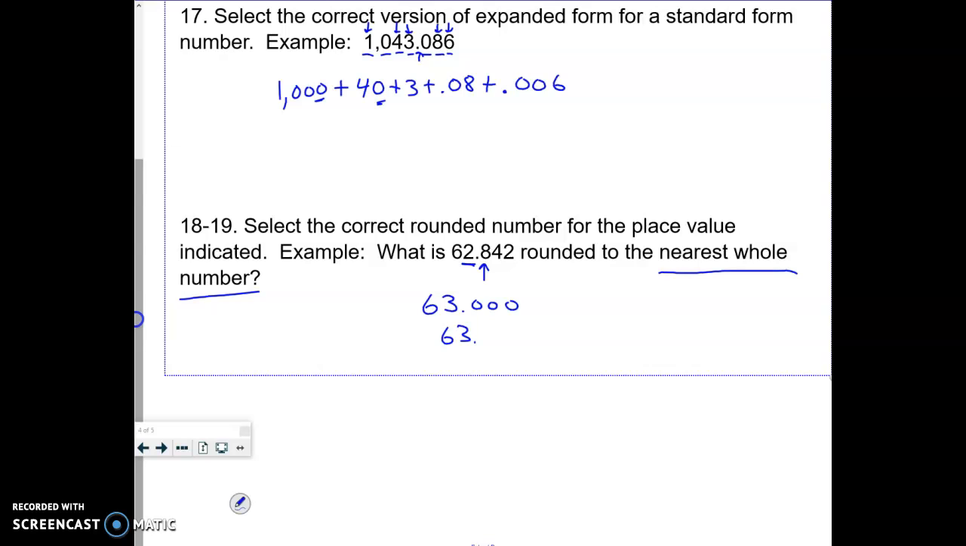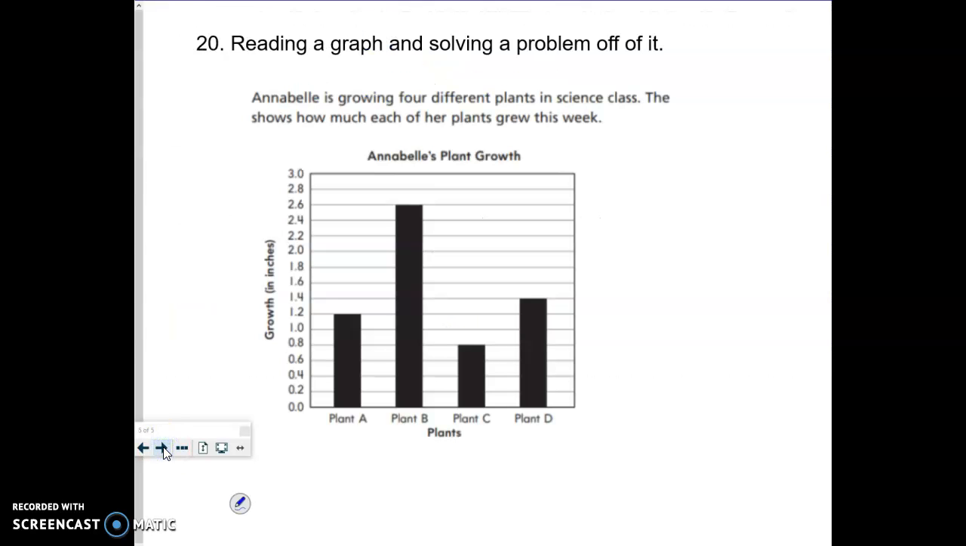All right? And then the last question, guys, on the test is going to be reading a graph and then solving a problem off of that graph. So being able to interpret what they're asking. So they're telling us what the graph is. Annabelle is growing 4 different plants for science class. This graph shows how much each of her plants grew just this week. Okay, so we can see that plant B obviously is the largest plant or grew the most this week, and that plant C is the lowest one.